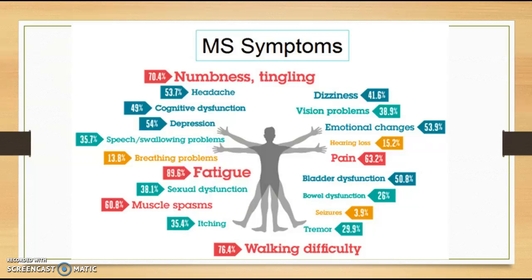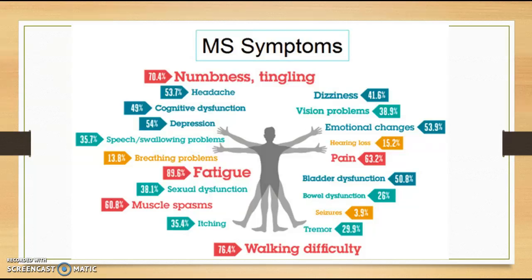So numbness and tingling, fatigue, muscle spasms, and difficulty walking are by far your most common. Then lack of coordination and balance, unsteady gait, tremors, bladder dysfunction, and bowel dysfunction. Generally, the bowel dysfunction takes the form of constipation. The bladder dysfunction can be either urinary retention or urinary incontinence.